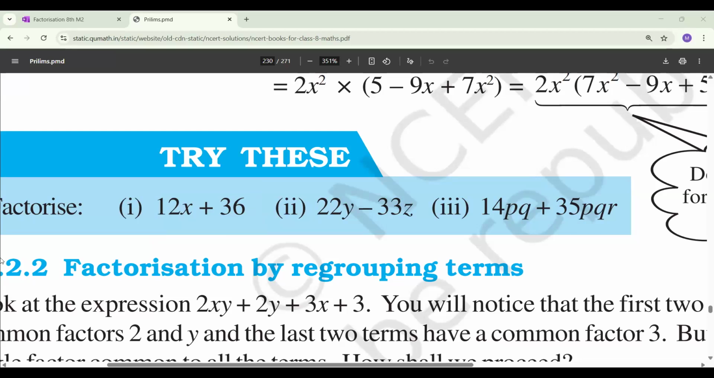Guys, see here. Out of 12x and 36, the highest common factor is 12. I can take out 12. So with 12, I will be left with x here. Plus out of 36, if I take out 12, I will be left with 3 because 12 into 3 is 36. Okay, guys. How do we do this? Factors of 12 are 2, 6, 2, 3, and 3, 1.